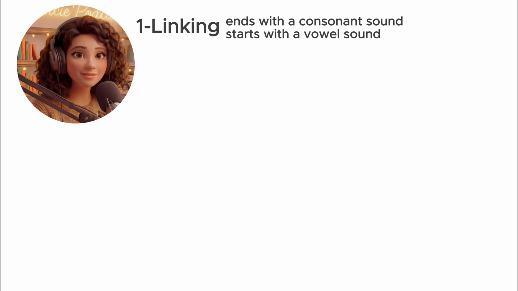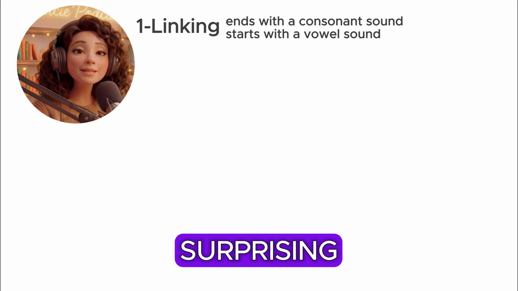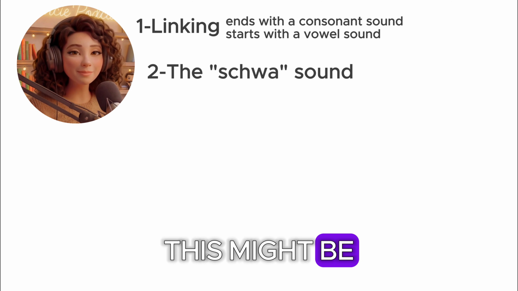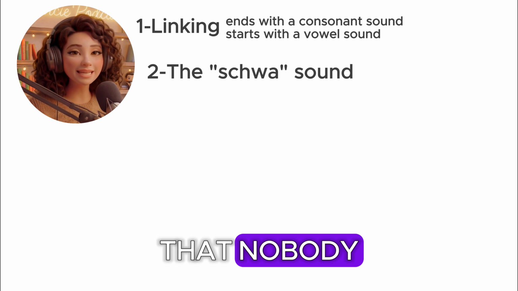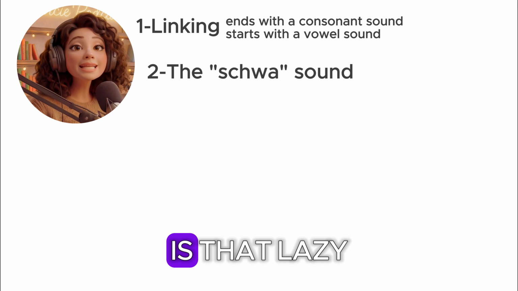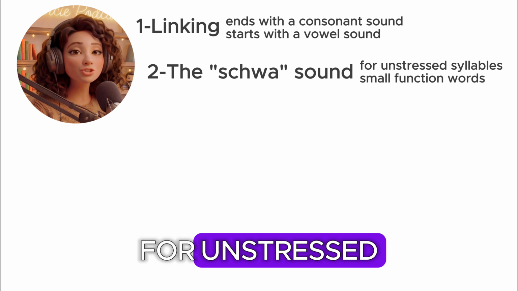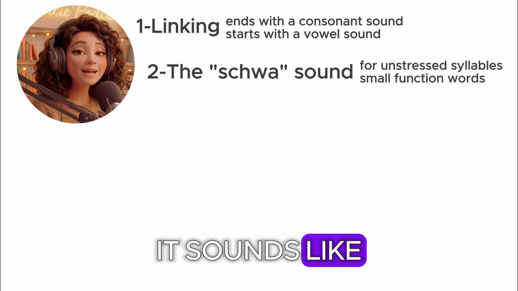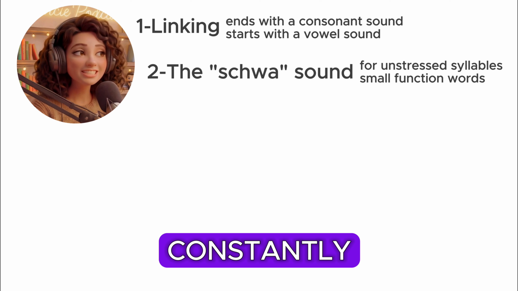Now, the second pattern is even more surprising, and it's called the schwa sound. And this might be the most important sound in English that nobody ever taught you. The schwa is that lazy, reduced vowel sound that we use for unstressed syllables and small function words. It sounds like "uh." And here's the thing: we use it constantly.